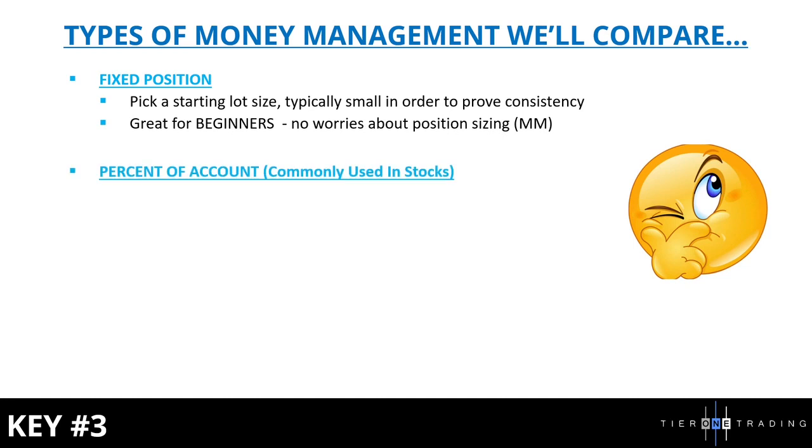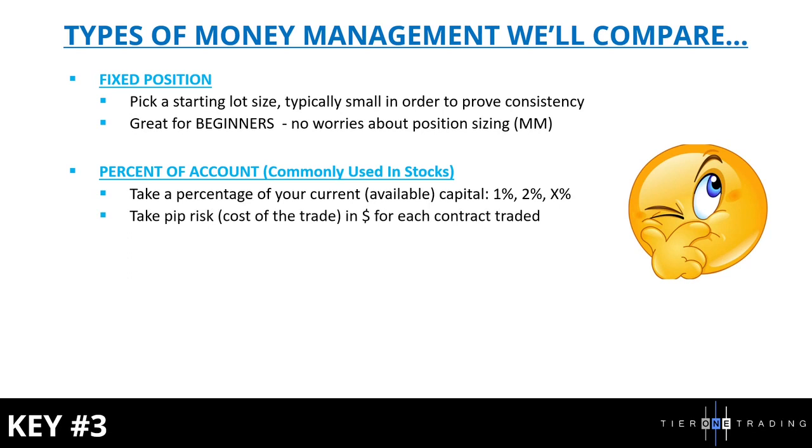So a commonly used one, and we're going to talk about this first so everyone understands, is percent of account. How does this work? Pretty simple. You take a percentage of your current available capital, 1%, 2%, 3%, 5%, whatever you want to do. The more percent, the more aggressive, obviously. Now that's commonly used in stocks, but how do I use it in a leverage market? We take the pip risk, that's the cost of my trade. So if it's 10 pips and I'm trading mini lots, that's $1 per pip, so $10.